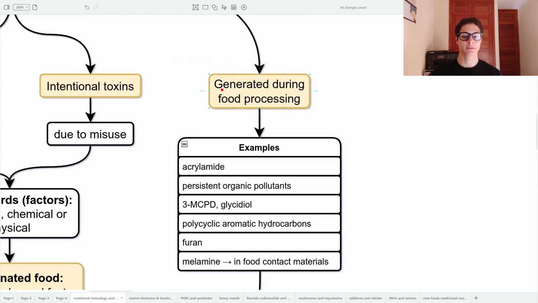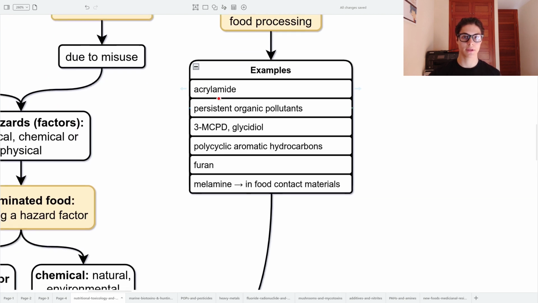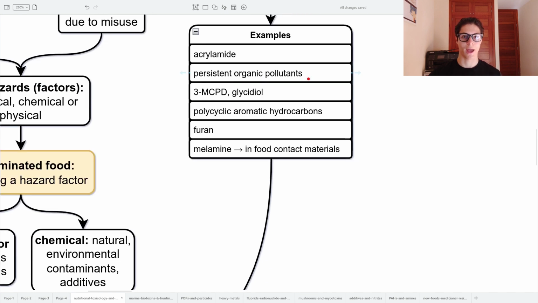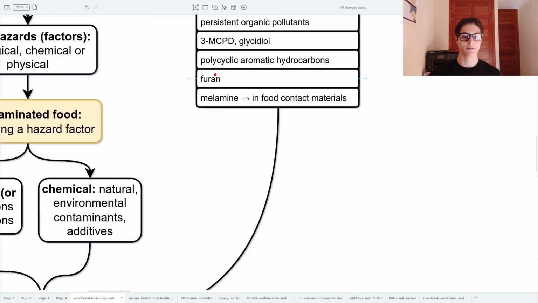We can also have toxins that are generated during food processing. This is, for example, the acrylamide due to the Maillard reaction, the persistent organic pollutants, and we will have a video about that in more detail, the free MCPD and the glycidol, the polycyclic aromatic hydrocarbons, and I'm going to do a video about that as well, the furan and the melamine, which has to do with the materials that are in contact with the food.